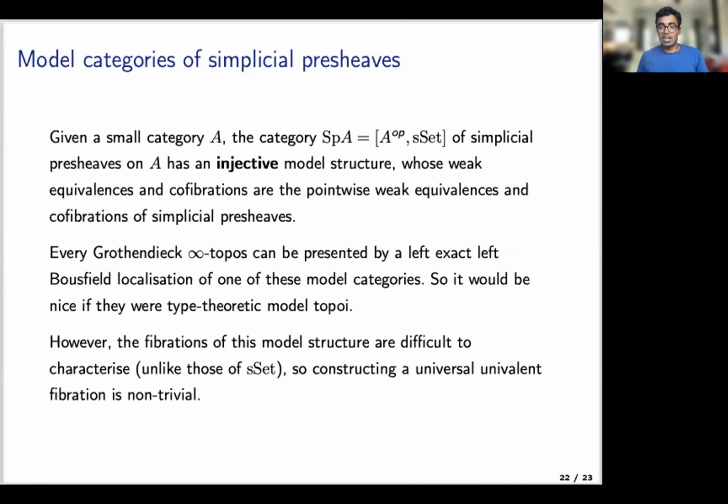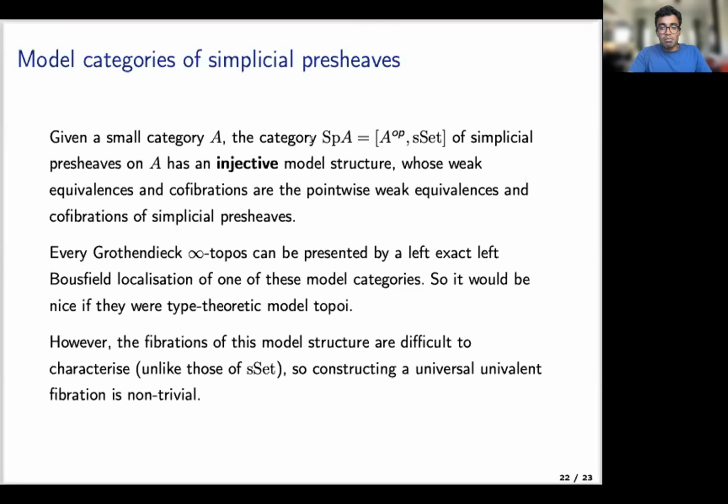All right, so how does one get to arbitrary Grothendieck infinity topoi from type theory? Well, it so happens that there is a very good model category that can be associated to any Grothendieck infinity one topos. Its underlying one category is a category of simplicial presheaves. Here I've taken a small one category A, but in general we would consider a small simplicially enriched category A, and the category of simplicially enriched presheaves on A.